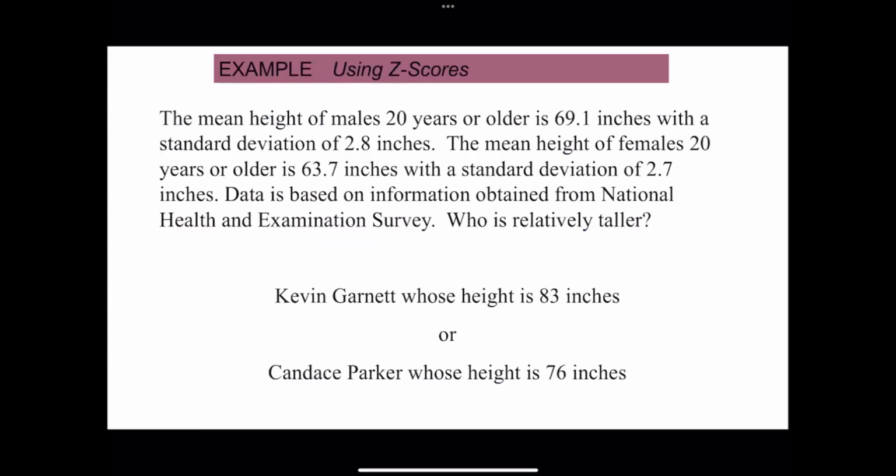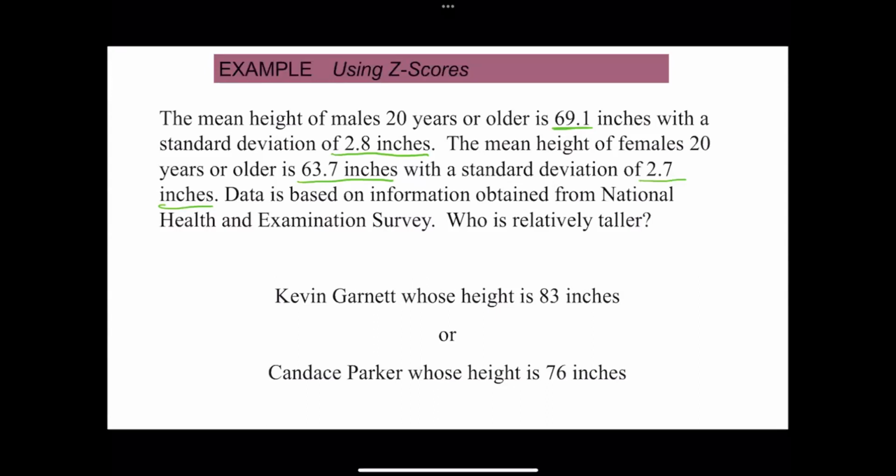So for example, right here, the mean height of a male that's 20 years old or older is 69.1 inches tall, with a standard deviation of 2.8 inches. A female's average height is 63.7 inches with a standard deviation of 2.7 inches. I find that hard to believe. I can't imagine that the average height of a woman is 5'3.7, but maybe it is.